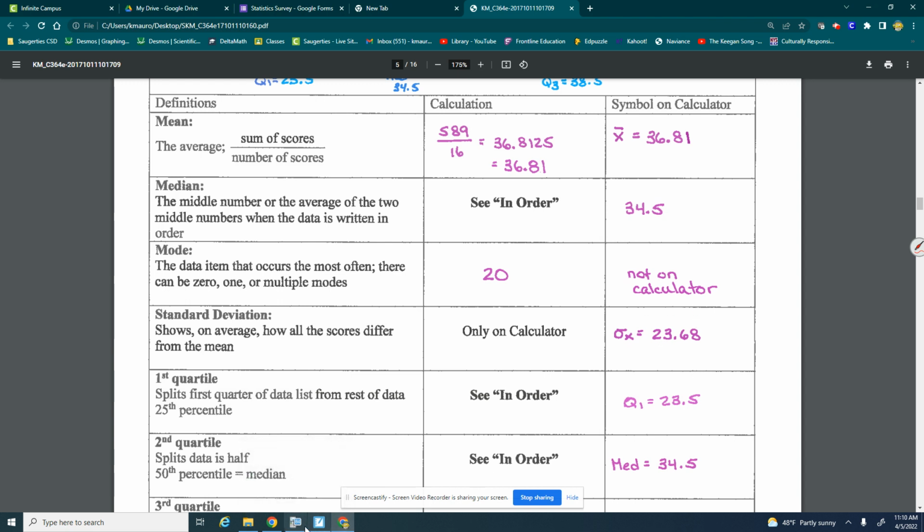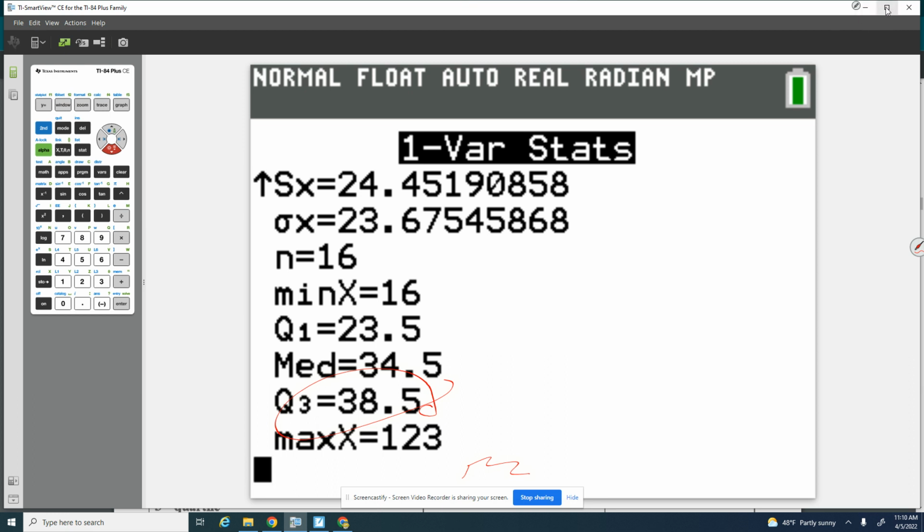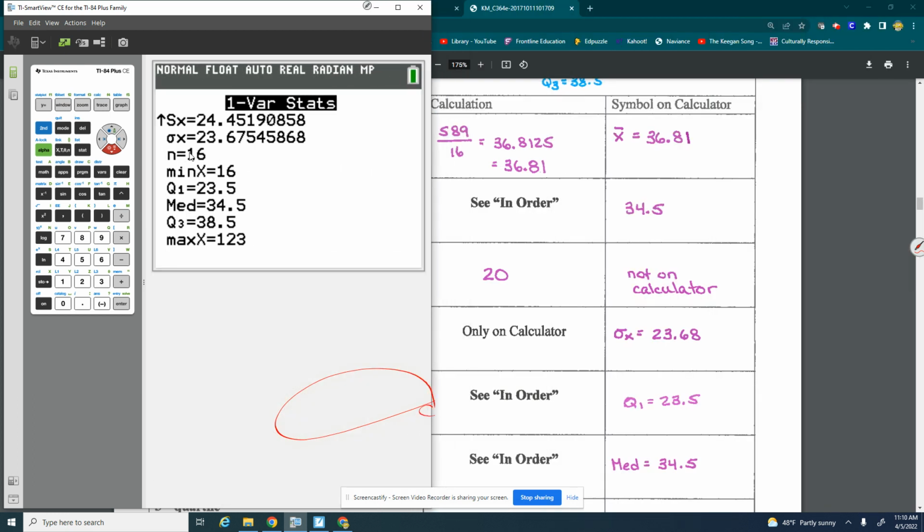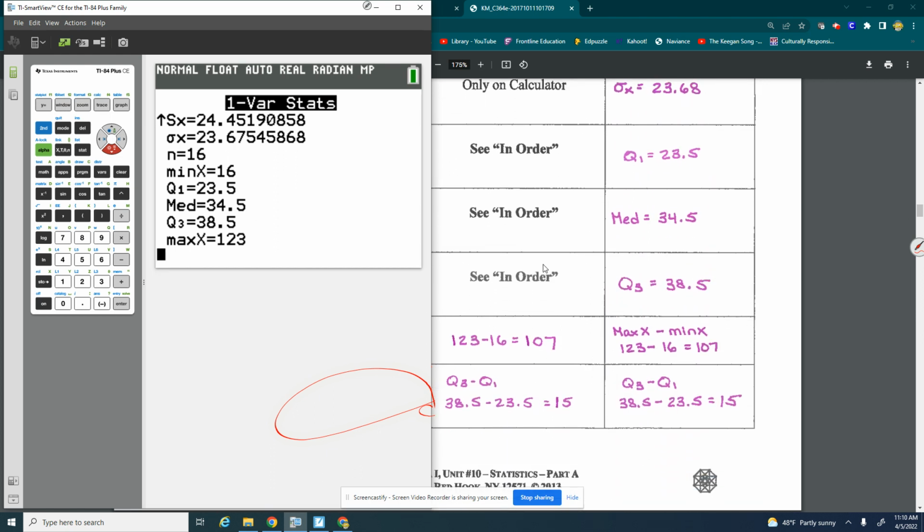Standard deviation is on here. Let me see if I can make this a little bit smaller. Okay, so here's standard deviation. This is called a sigma, and it's 23 point, I put 6.8. Our Q1 is here, 23.5. Median, or Q2, is 34.5.